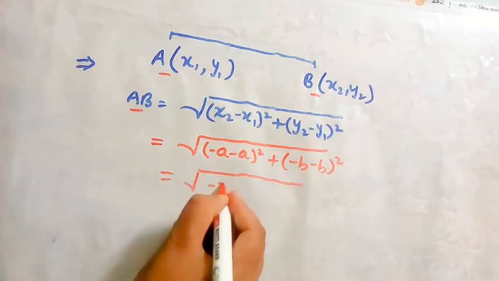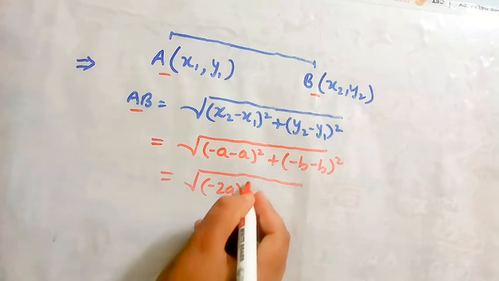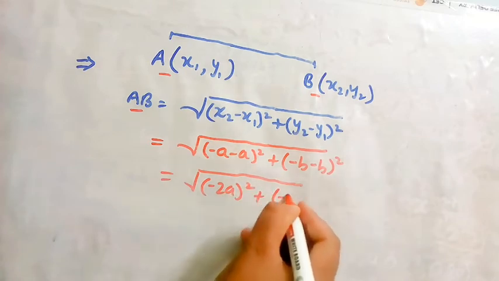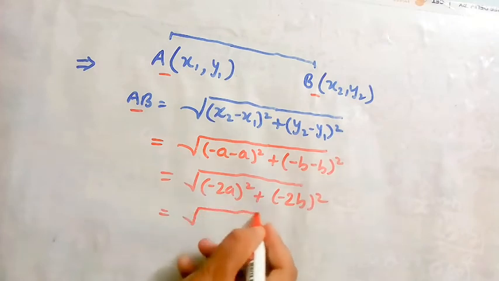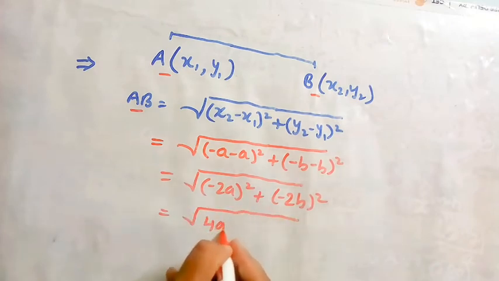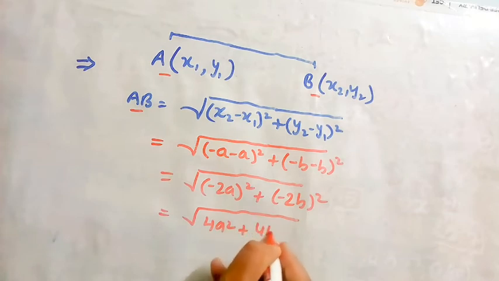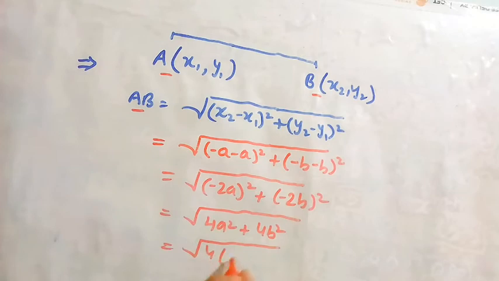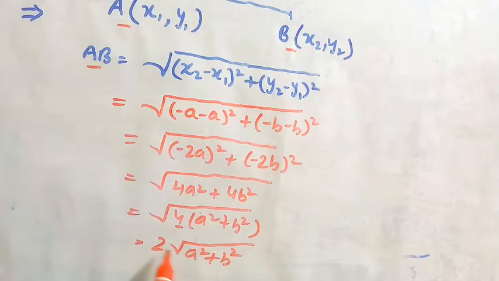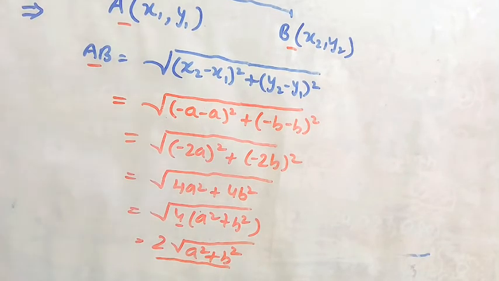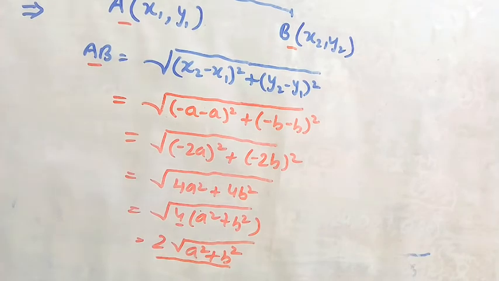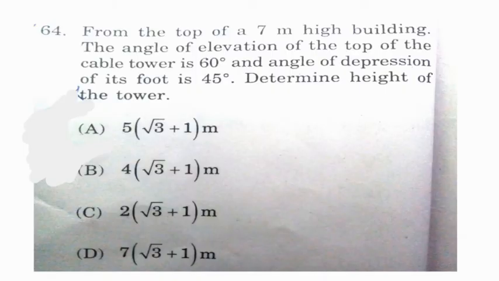So this will be equal to square root of (minus 2a) whole square, minus a is 2a, then (minus 2b) whole square, which is equal to square root of 2 2s are 4a square, minus square will become plus 4b square. 4 is common, take it common, inside will be a square plus b square. Now square root of 4 is 2, so it will become 2 square root of a square plus b square, is the required answer. Now let us see the next question.